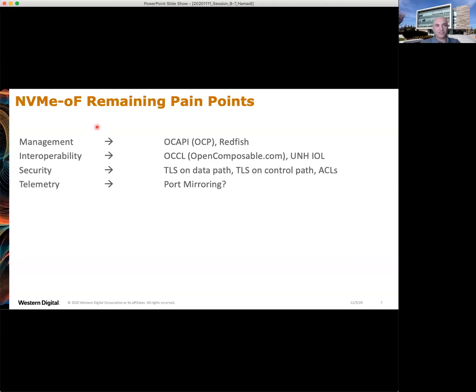Okay, let's go over some of the remaining pain points that the industry and customers have been discussing. The first one is management, and this is everything from addressing and configuration of the device. Some of what we have today is around open specifications to address this pain point. So OC API is now part of the OCP project. Redfish has new features that are addressing NVMe over Fabrics and so on.